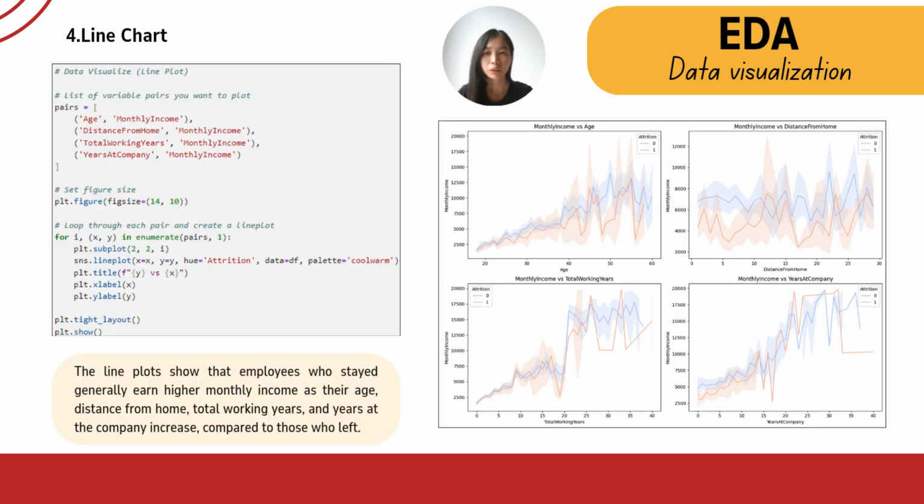Lastly, the line plots show that employees who stay generally have higher monthly income as their age, distance from home, total working years, and years at company increase, compared to those who left. This suggests that long-tenured, more experienced employees tend to receive higher pay and are less likely to leave, highlighting a link between income growth and retention.